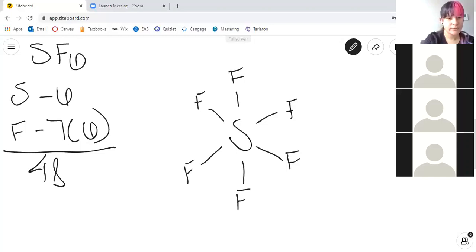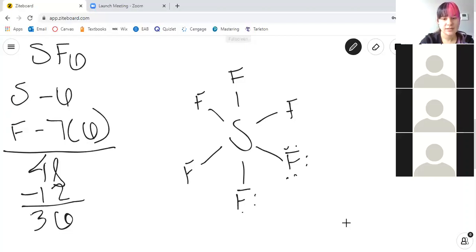So we used up 12. It's going to give us 36. And 2, 4, 6, 8, 10, 12, 14, 16, 18, 20, 22, 24, 26, 28, 30, 32, 34, 36. Okay, how many regions of electron density do we have?